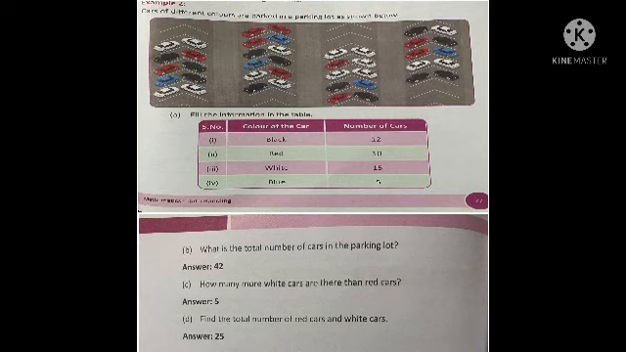Then how many more white cars are there than the red cars? Then what do you have to do? 15 minus 10, you will get the answer 5. Next is find the total number of red cars and white cars. Then in this, what will you do? You will add red and white cars together. That is 10 plus 15. You will get the answer 25.